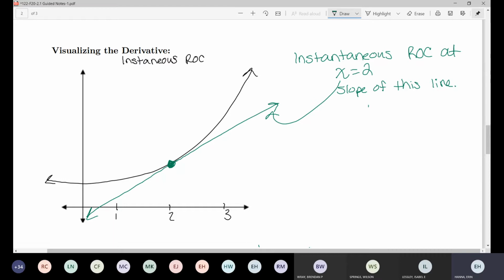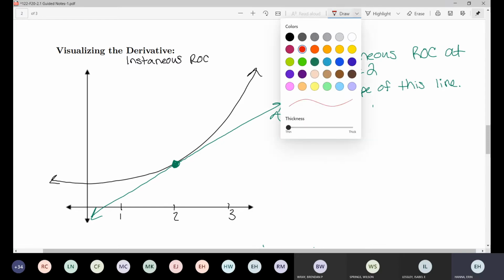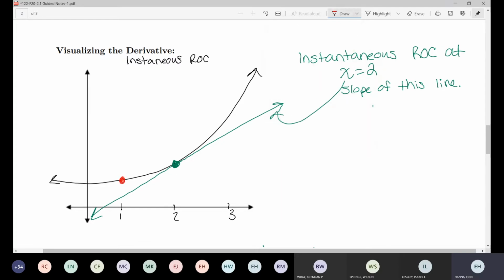Now that's kind of why we can't calculate it exactly right now, because I don't know how to find the equation of the line because I don't know what other points are on that line. The only point I know that's on that line is at x equals 2. I don't know any of the other points that are on that line, so I can't find that slope exactly. So say I take a break really quick and I draw points at 1 and points at 3.